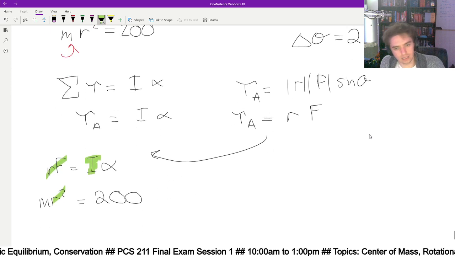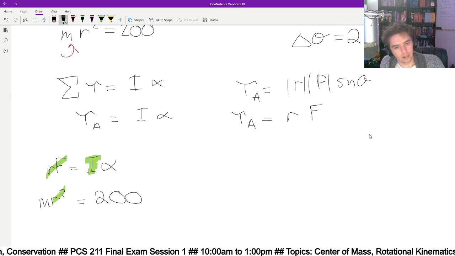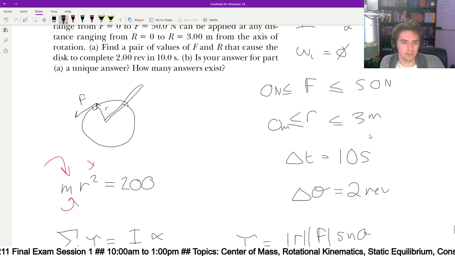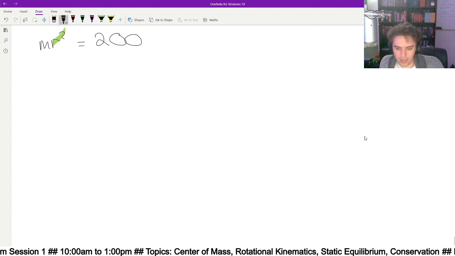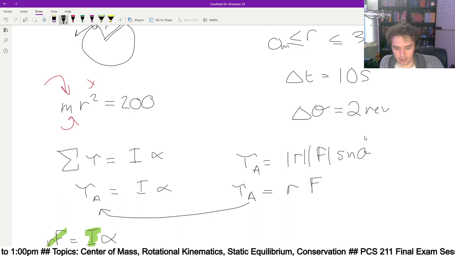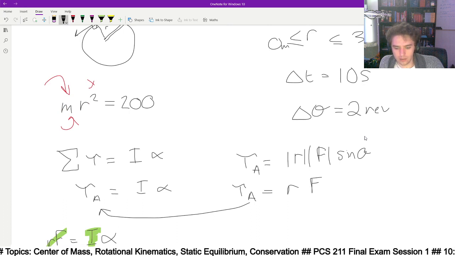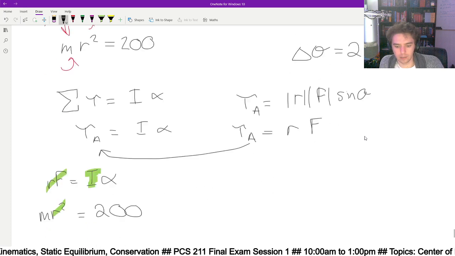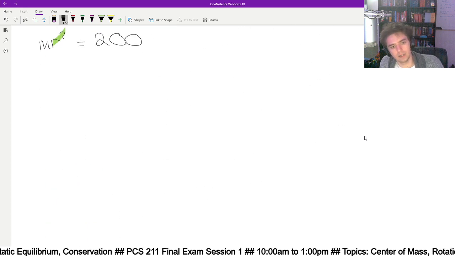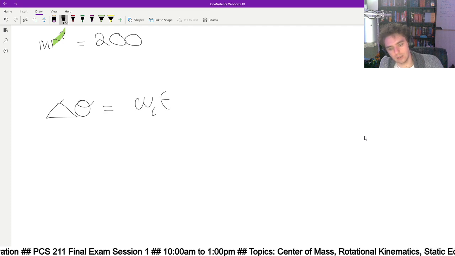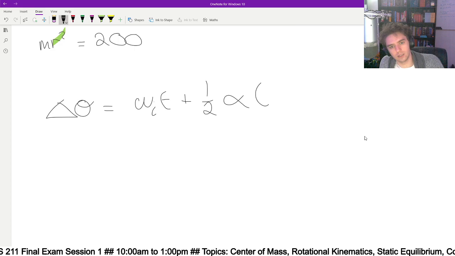Let's find the angular acceleration now, and then we'll decide after what we're gonna do. So for angular acceleration, we don't know omega f, but that's okay. We do know delta theta. We do know omega I, and we're looking for acceleration. Yeah, and we know delta t. Okay, so we'll use this equation, I think. Delta theta equals omega I t plus 1/2 alpha t squared.